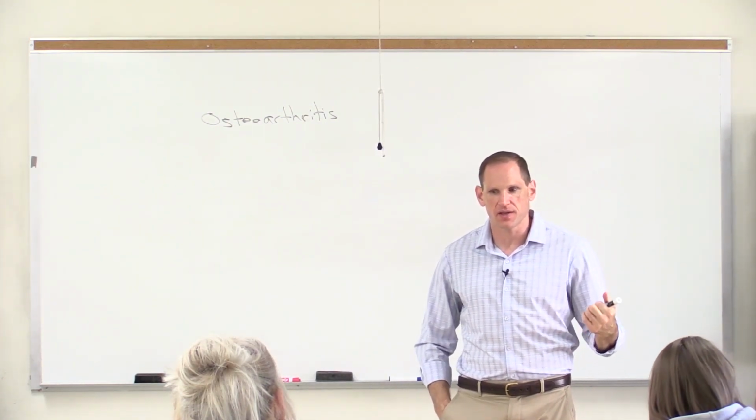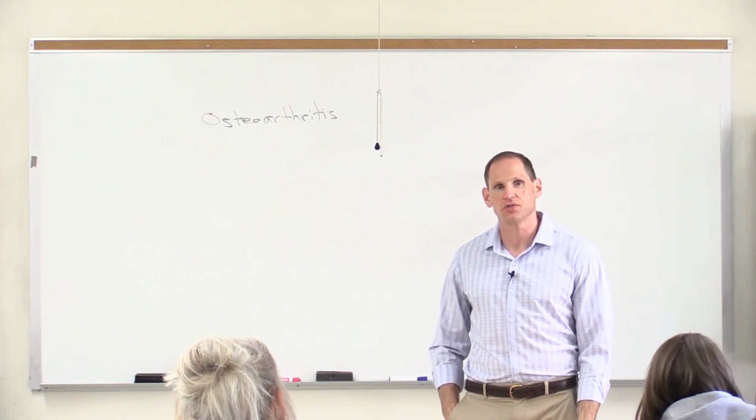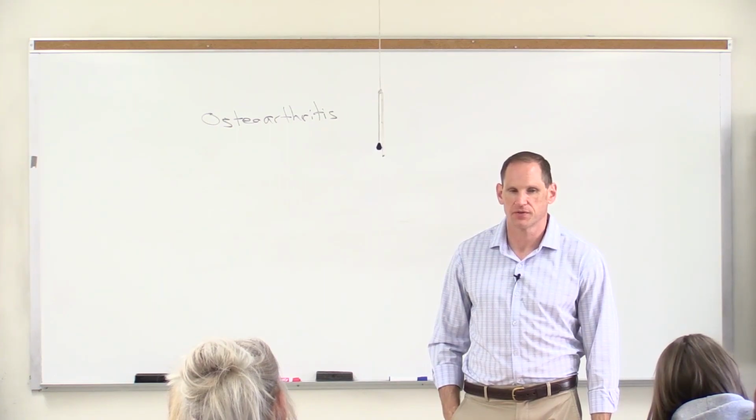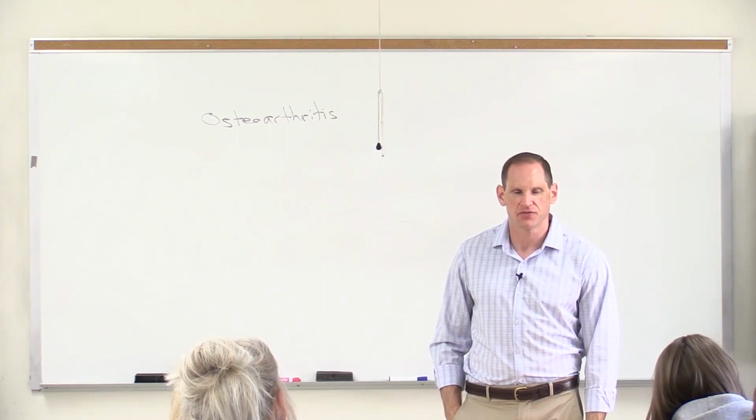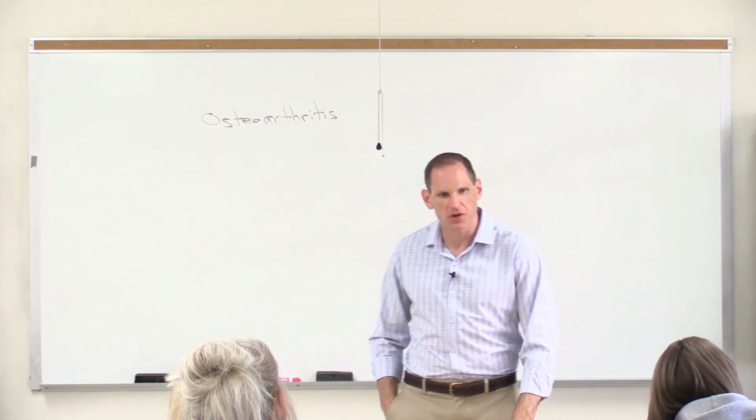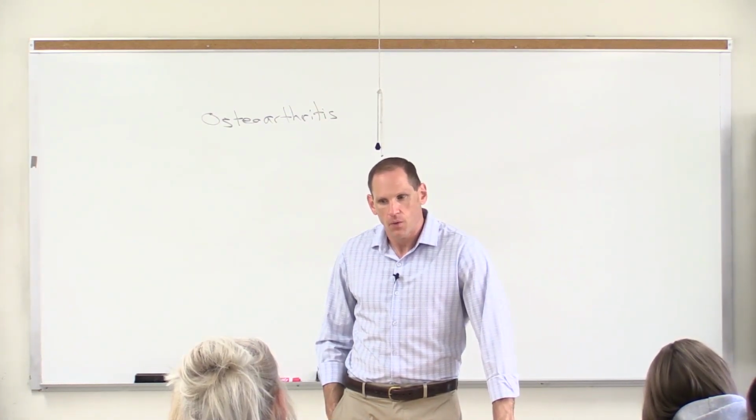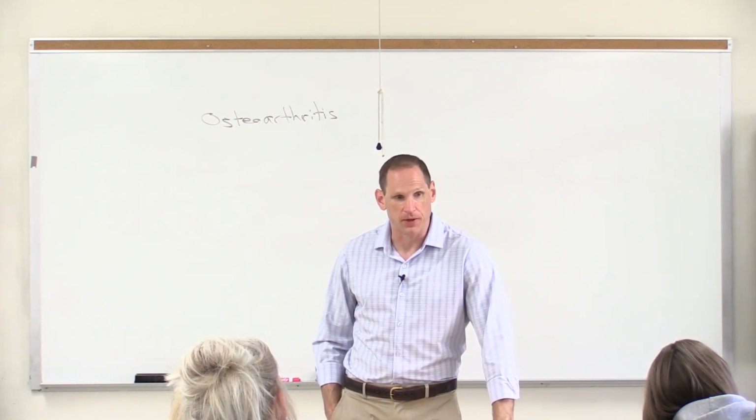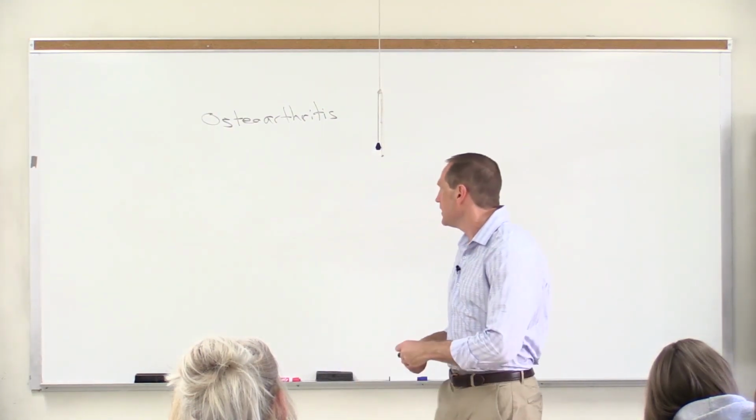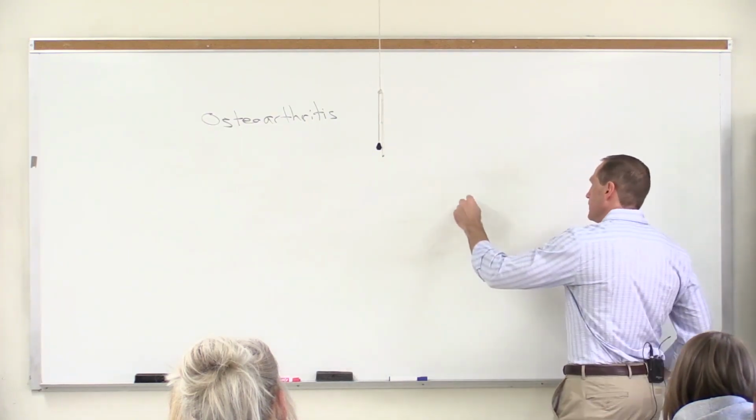Osteoarthritis is, despite the name, not actually associated with inflammation. Even though it says itis, there's very little inflammation that occurs. It's basically like an artificial aging that occurs in the joints. One of the interesting things that can happen with osteoarthritis is you can actually have the growth of little bone spurs.